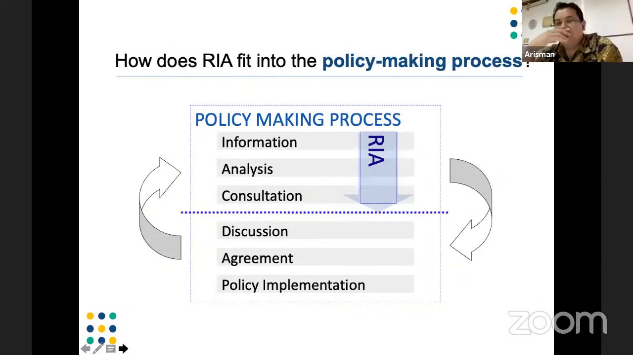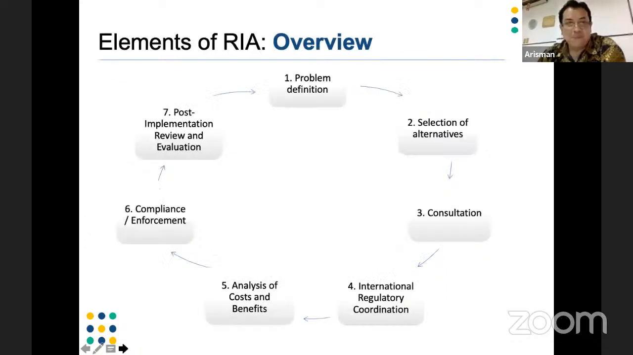So in the policy making process, of course, you need information before doing analysis and consultation. Of course, it needs more discussion, like mentioned by Marianne, like a focus group discussion several times to highlight what kind of issues, and then agree and disagree, and then how to implement the policy. Because sometimes it's not easy to implement the policy when you come up with it, but how to make this easier to implement.